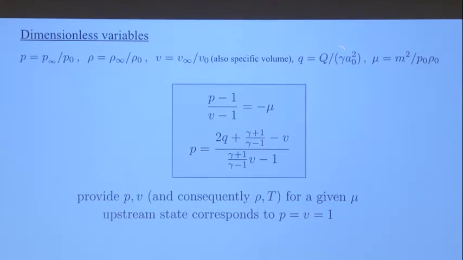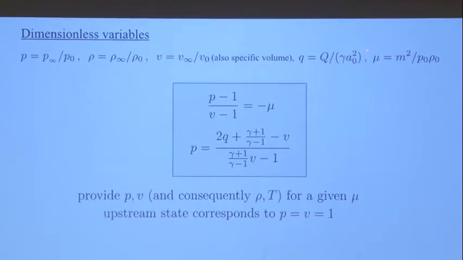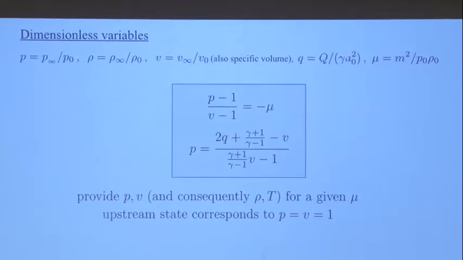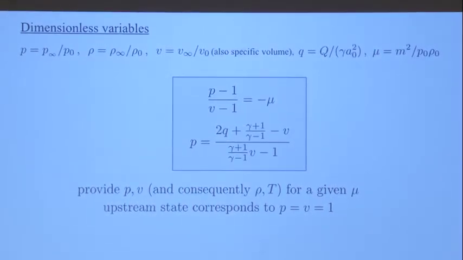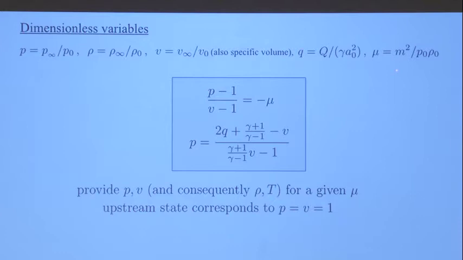Okay, and the a naught here is the speed of sound, which we have defined before. So essentially it was from P over rho, so P naught over rho naught. And mu is essentially a rewrite of the mass flux, but made dimensionless. So this is a quantity that doesn't have dimension. In other words, numerator and denominator have the same dimension. Okay, so again, this is the system that gives us P and V.